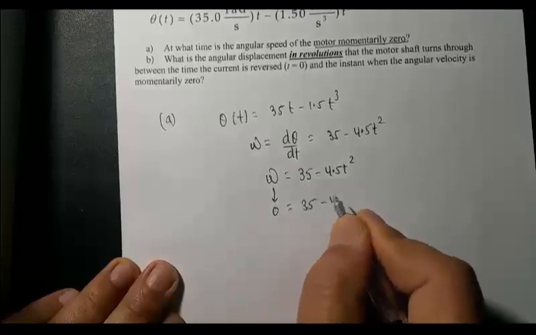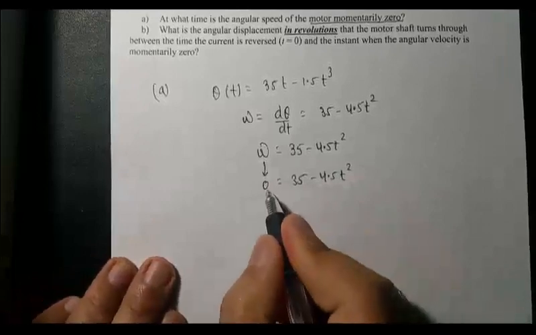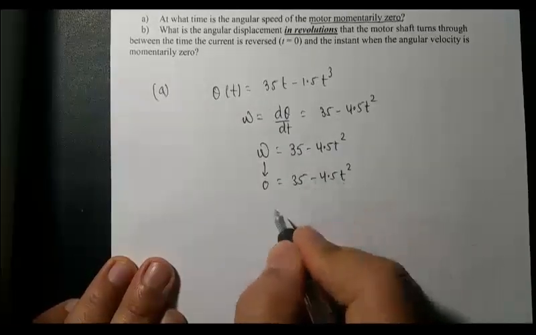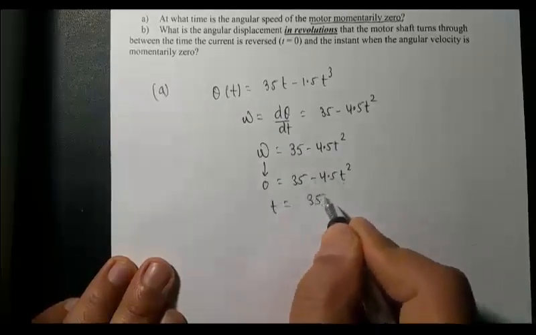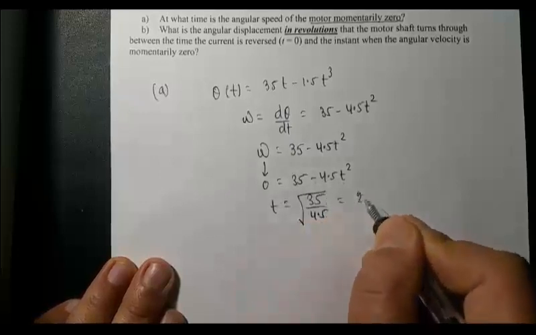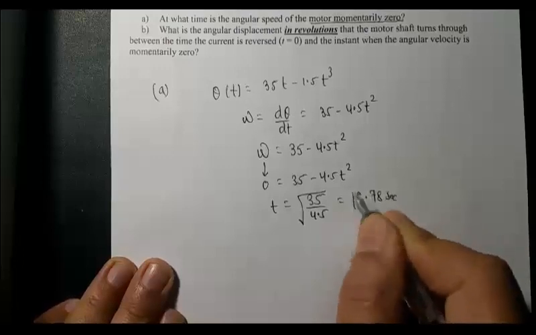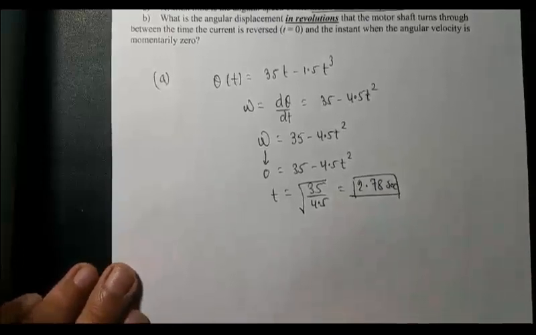Then you just set it to 0, because we are going to find at what time the angular velocity becomes 0. So t is the square root of 35 divided by 4.5, and that's going to give you 2.78 seconds. That's pretty easy.